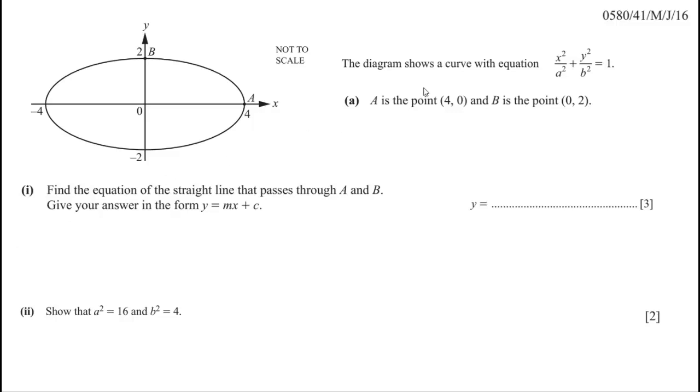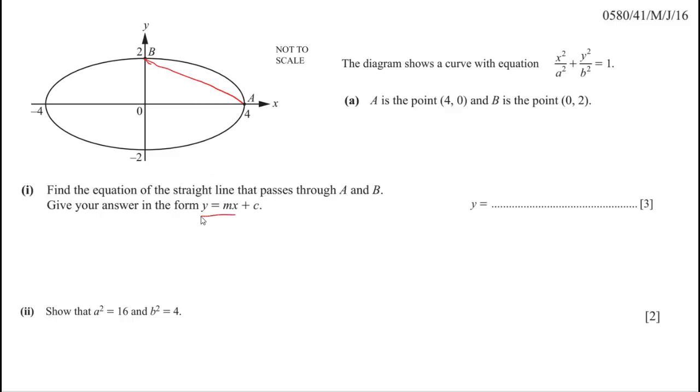The diagram shows a curve with equation this. A is the point (4, 0) and B is the point (0, 2). So these 2 points A and B are on the graph, on the curve. Find the equation of the straight line that passes through A and B.